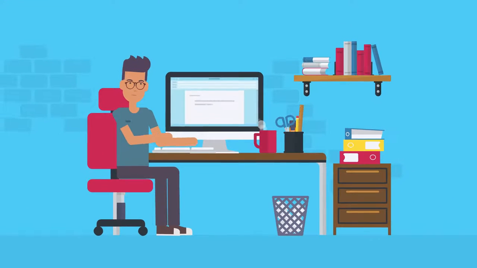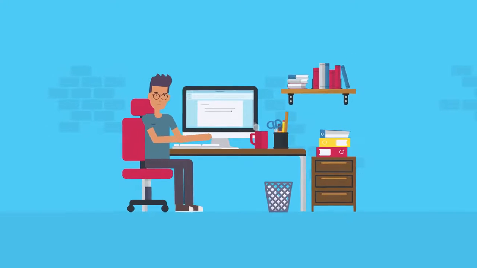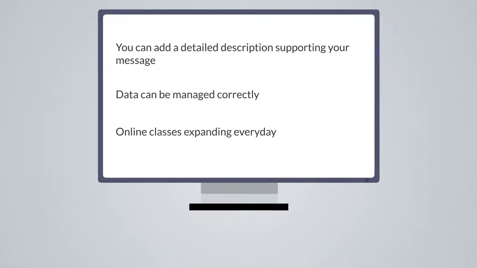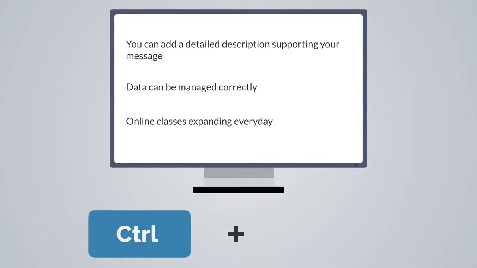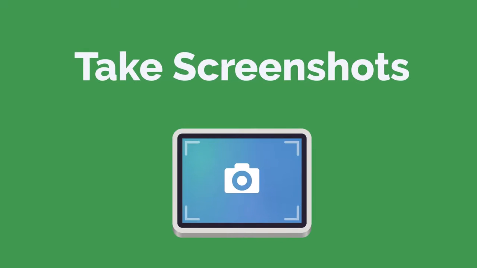Use keyboard shortcuts. Learn some keyboard shortcuts that will help you save time and make your processes as efficient as possible. For example, if you need to find something specific, use the key combination Ctrl plus F and it will automatically highlight it for you.